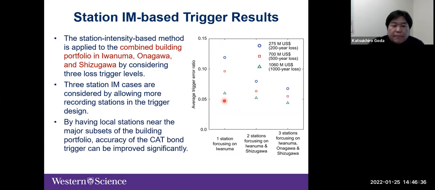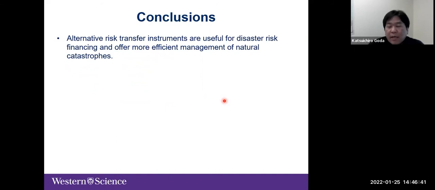Yeah, so that's it. I think the time is roughly up. I hope I didn't make it too long. The conclusion would be that alternative risk transfer mechanism instruments are useful for disaster risk financing and also offer more efficient management of natural catastrophe.